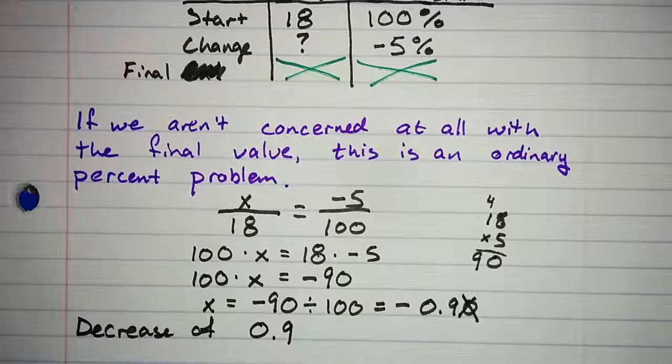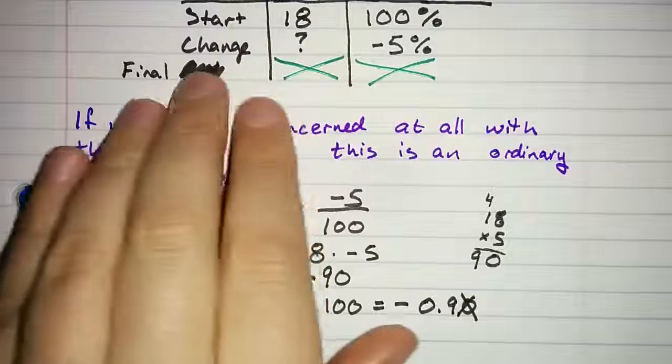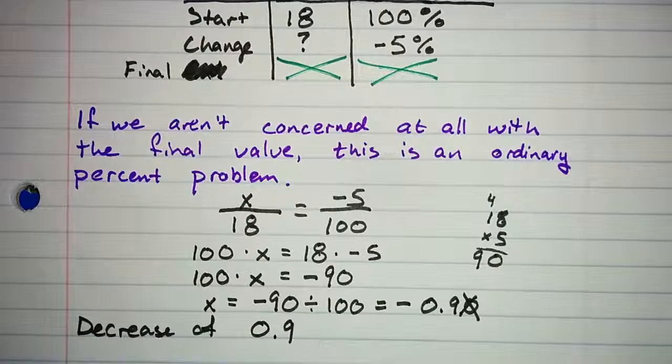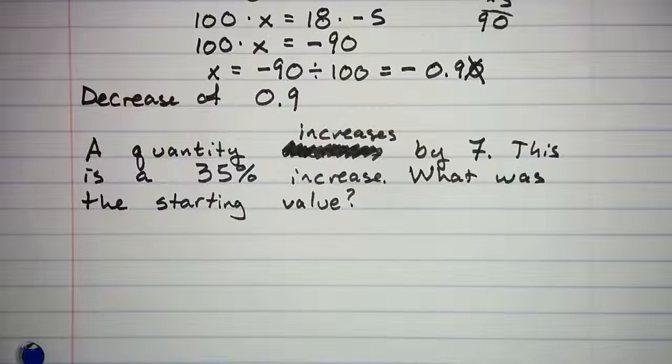Let me give you a problem like this to try. And as a hint, remember that you're not going to be at all interested in that final row, either the amount or the percent. Suppose that a quantity increases by 7. This is a 35% increase. What was the starting value? Pause the video and try this now, remembering to organize the information into a table first.